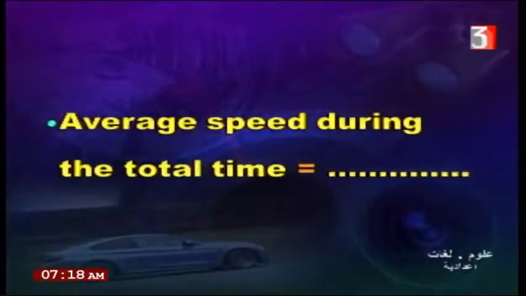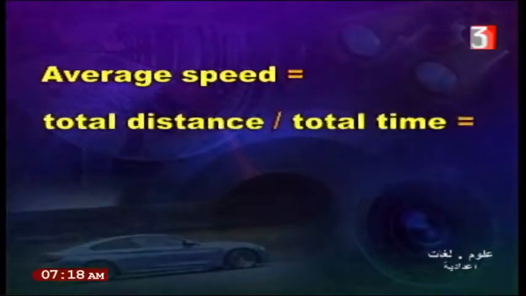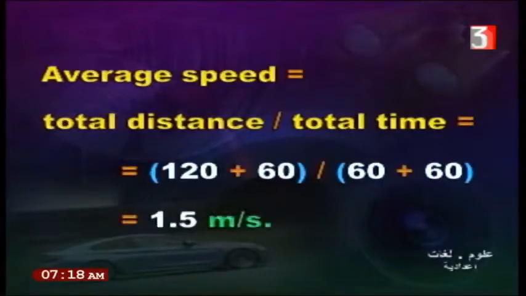What about the average speed of the car during the total time? Average speed equals total distance divided by total time. So 120 plus 60 over 60 plus 60, the 2 minutes. So here the average speed will be 1.5 meters per second. Meter per second is the measuring unit also of average speed.